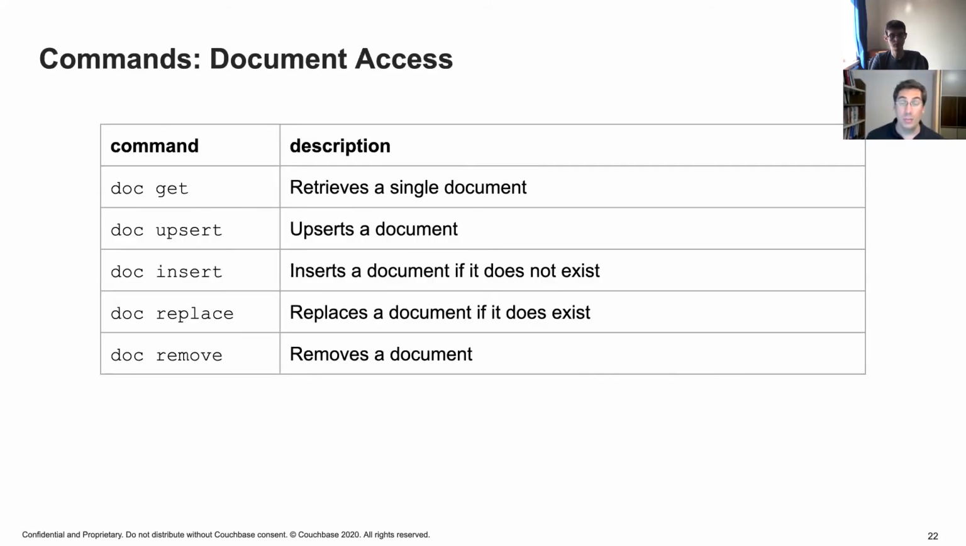We have commands to manipulate or fetch documents. This is the traditional key value API. So you can get a document, you can insert, replace, or upsert a document's content, and you can also remove documents.